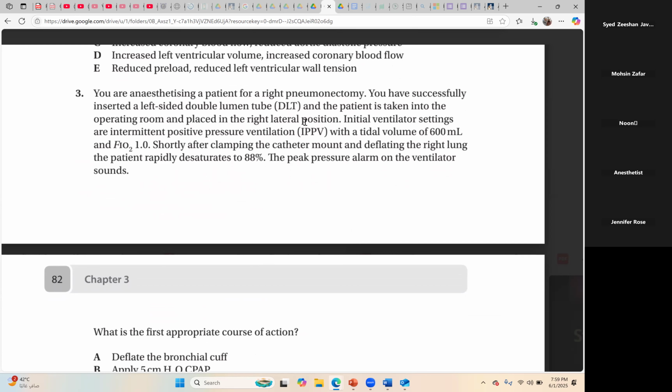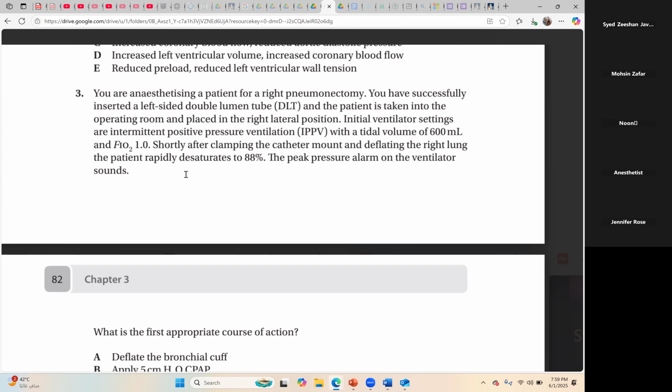Okay, because a number of times, in the induction room, they are inducing the patient to decrease the turnover time. Because by the time the room is cleaned, the next patient is ready, and in that time the patient is immediately transferred. So it saves the time. Okay. So, and placed in right lateral position.